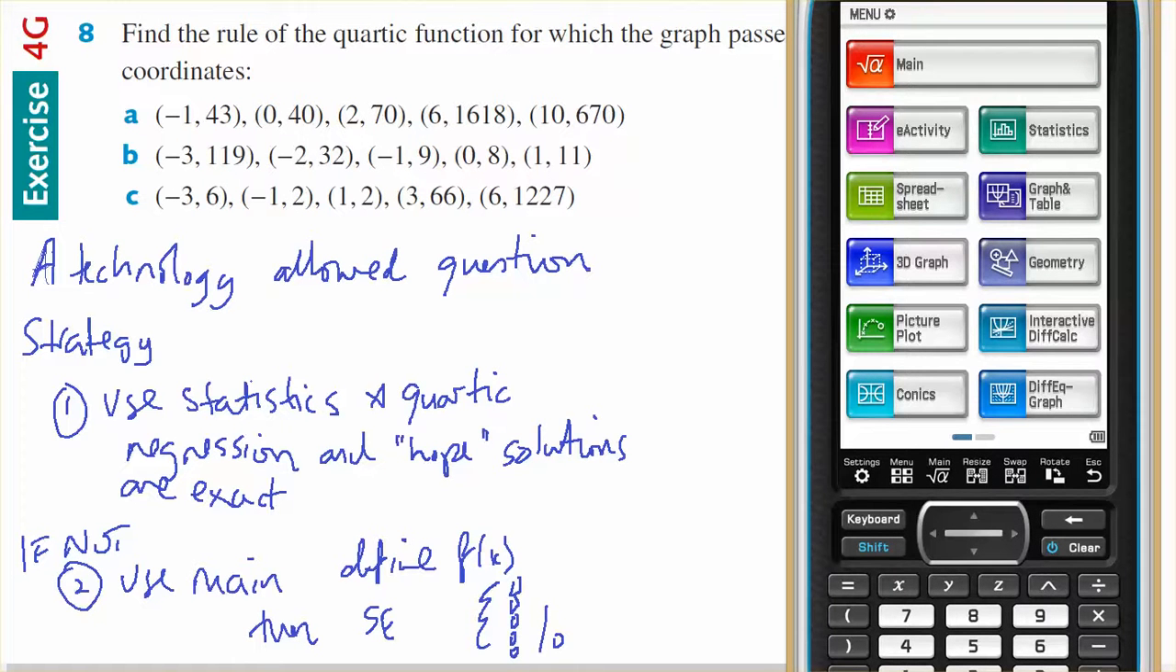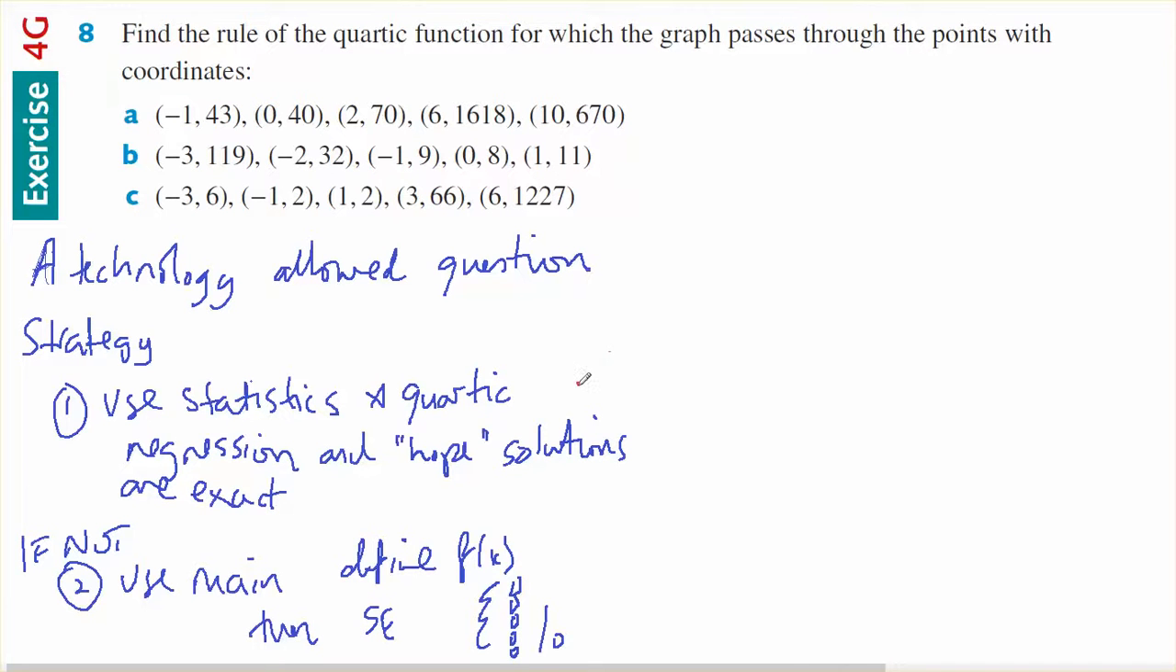technology solution. When you've got a set number of points, for a quartic you need 5 pieces of information. I've been given 5 coordinates here. This is going to be my strategy. I'm going to try Statistics first, and I hope the solutions I get are exact, or numbers that I can turn into exact numbers. If that doesn't work, I'm going to go into Main.